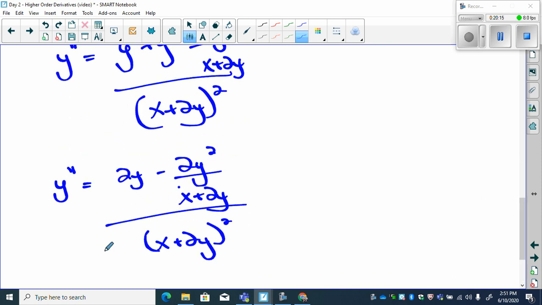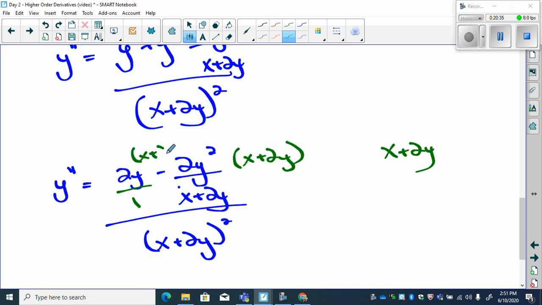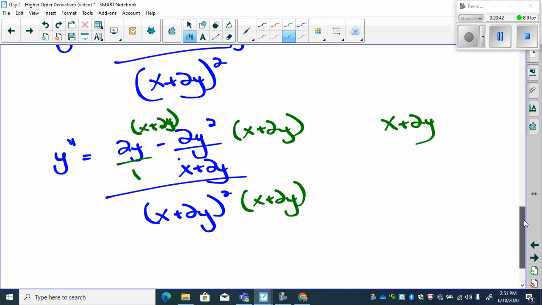Now, when I have a complex fraction, I like to multiply everything by a common denominator. So think about what's under this. There'd be a 1 there. So my common denominator would be 1 times x plus 2y, which is x plus 2y. And there's a 1 under this. So I'm going to multiply this term by x plus 2y. I'm going to multiply this term by x plus 2y. And I'm going to multiply down here by x plus 2y. And here's what I end up with.